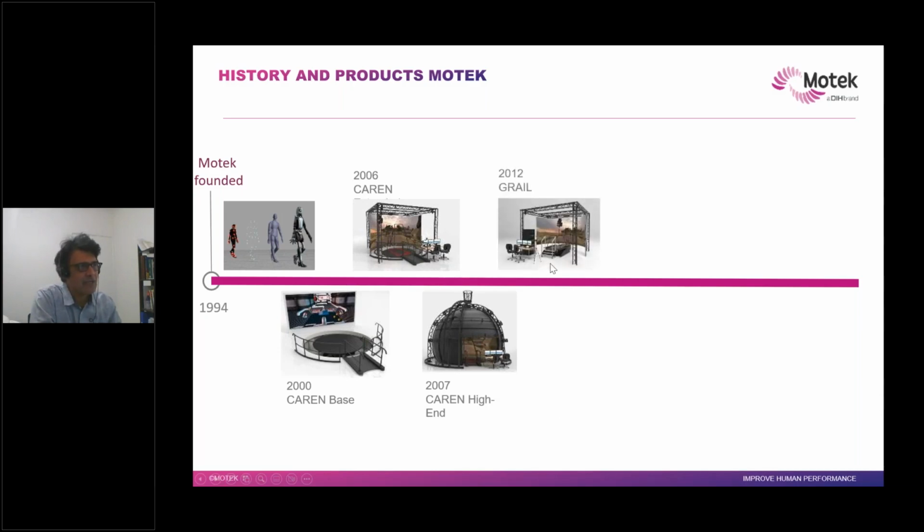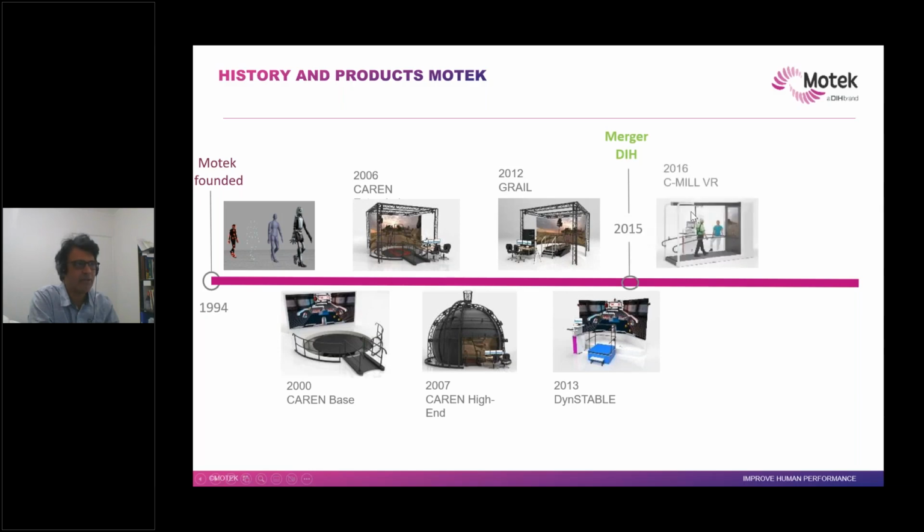Then the GRAIL system. They're all modular, basically. You can think of the whole CAREN with some part of it being modular for a specific purpose, so we call it GRAIL. Then we had Dynastable, which we don't have anymore, a similar idea but a smaller version. Then we had a merger with another company. Then the VR came, like C-Mill VR, again for a specific purpose, more for clinicians and hospital-type settings.